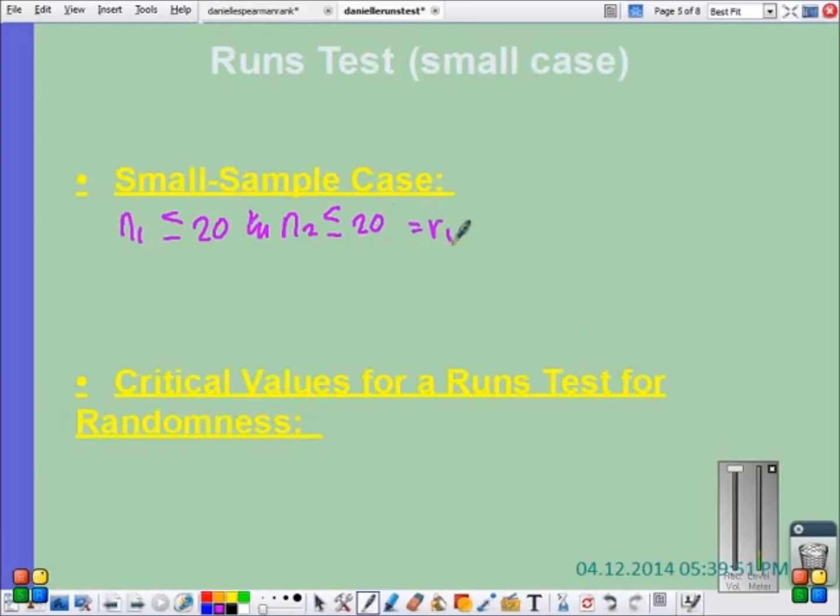Critical values for the runs test for randomness. You use the table in the appendix. You have the critical value alpha, which is equal to 0.05, and it is the level of significance.